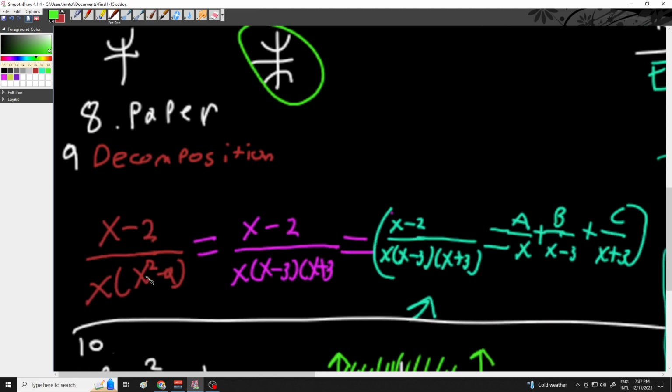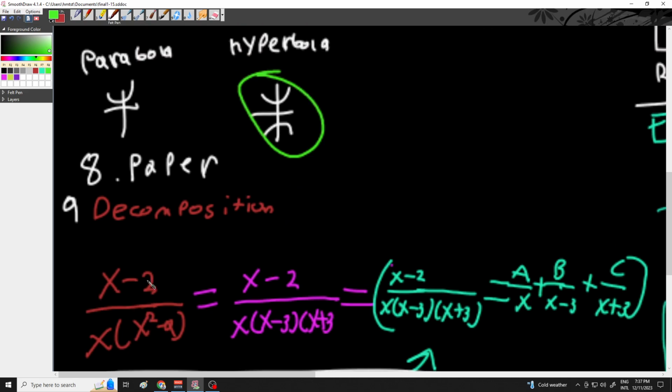I have them done. Number 9 is partial fraction decomposition. So essentially, this is our given equation right here: (x minus 2) over x times (x squared minus 9). Our first step to decomposing is to factor the denominator fully, which is going to be x minus 3, and then x plus 3.